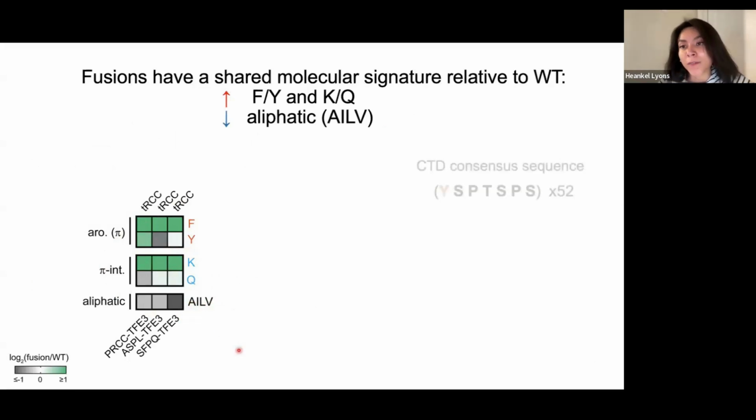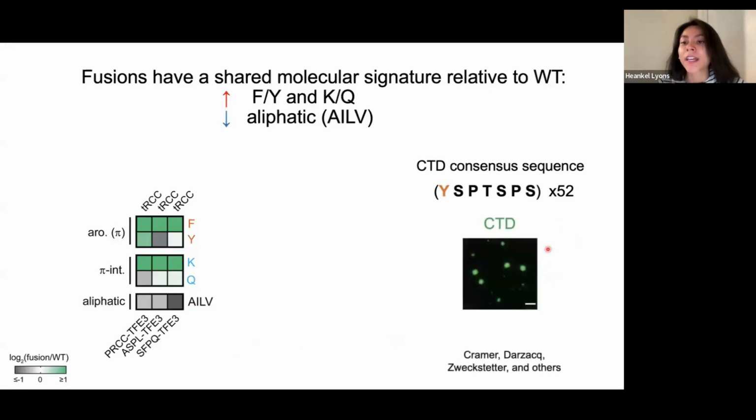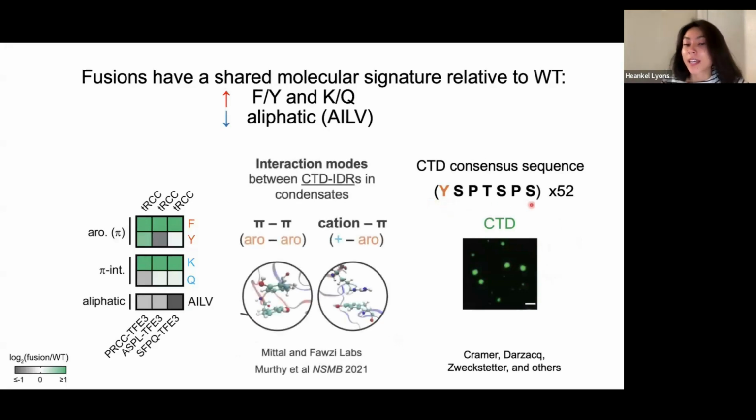And so this helped us rationalize how the RNA Pol II was probably interacting with these proteins in condensates, because we know the RNA Pol II CTD, which is disordered, forms condensates. It has this consensus sequence, and NMR studies have shown that it can interact with other disordered regions in condensates through pi stacking, which is between aromatic residues, and cation-pi interactions. And so it was probably that the tyrosines in the CTD were interacting in these ways with the fusion partners.